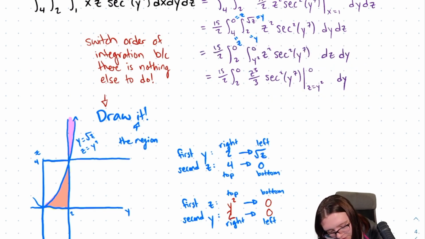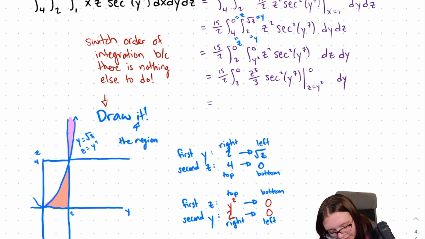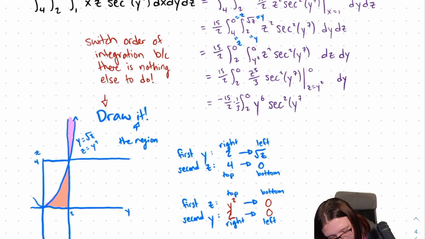All right. Well, if I plug in 0, it just goes away. So the only term that will stick around is the one where z is y squared. And remember, this will be subtracted. So we're going to have a minus sign come out. Integral from 2 to 0 of y squared cubed is y to the 6th. And I can also pull out that 1/3. And then we are left with still our secant squared y to the 7th dy.